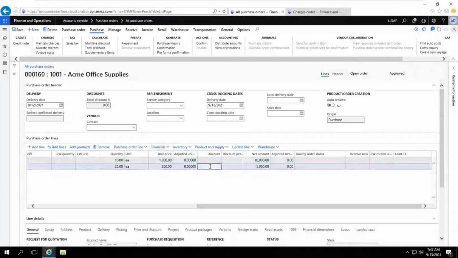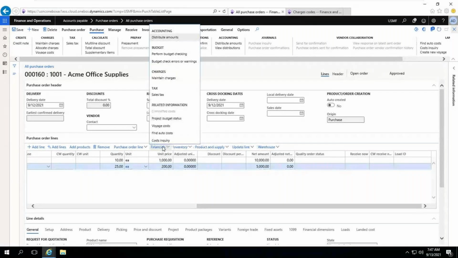So now the second line will update with 108.14, whatever it is, it will be shown here. Look at this one. Financials. Maintain charges. It will show 108.14.